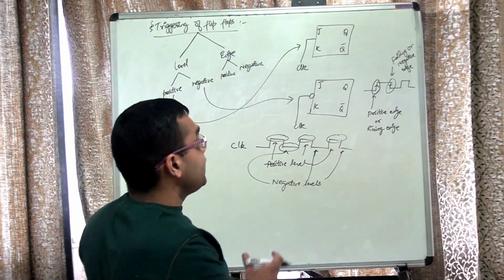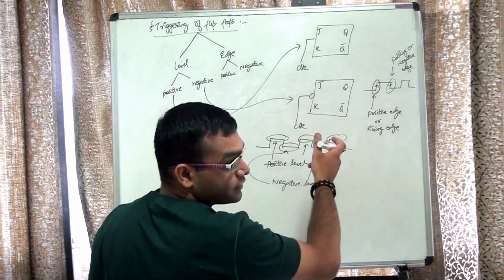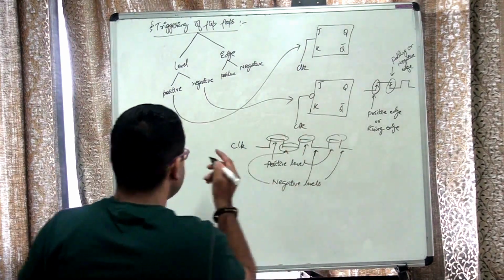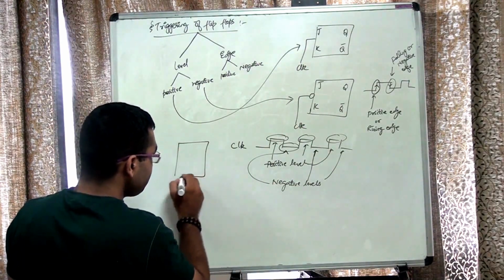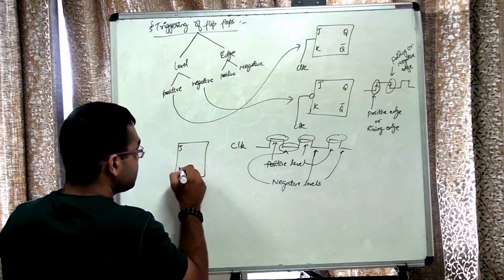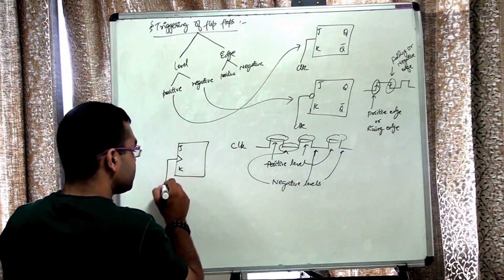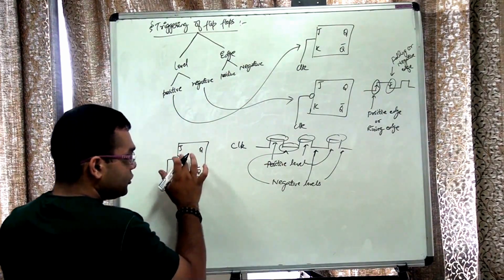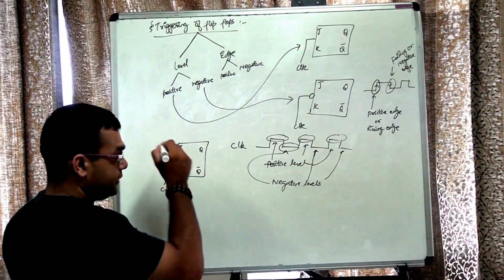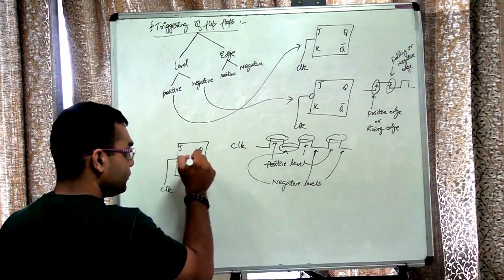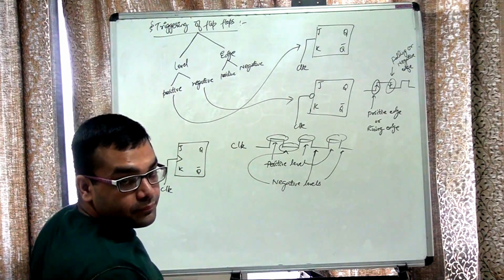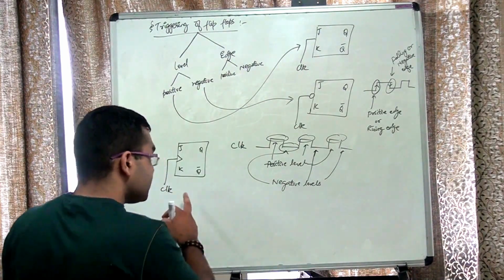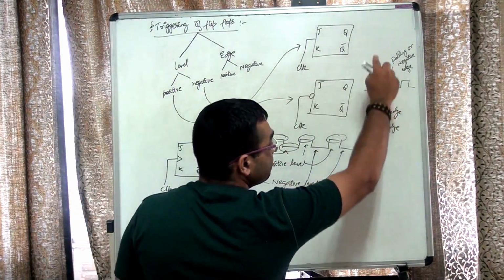You can see these are the level triggered ones, the positive level triggered and the negative level triggered. In case of an edge triggered one, let us take the example of a positive edge triggered, we show a slight cut or bend in the block diagram. Alright, so this is called a positive edge trigger, and it works whenever the rising edge of the clock comes.